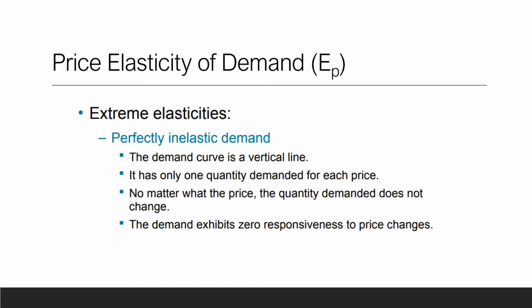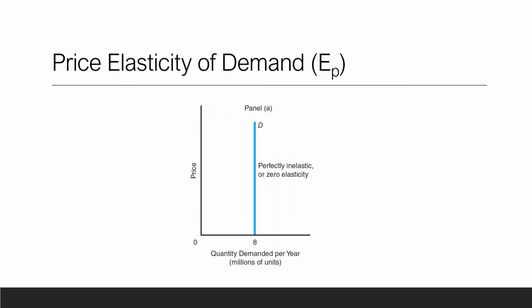Okay. So you also have extreme elasticities. Perfectly inelastic demand: the demand curve is vertical. It has only one quantity demanded for each price. Here's the graphical illustration of perfectly inelastic. Notice that you have one quantity at all prices.